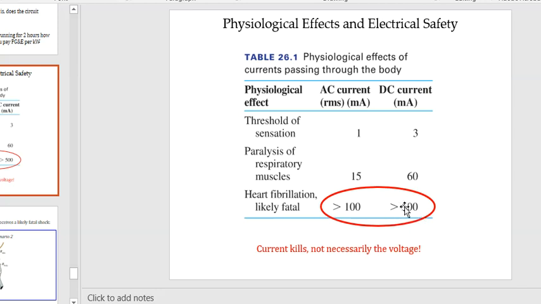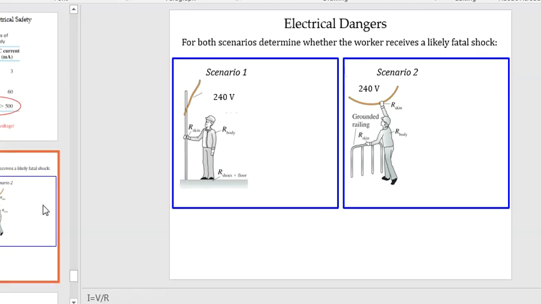So in fact, this reason right here was one of the arguments that Edison had for why we should use DC, because you have to have a much higher threshold of DC current in order for it to be fatal. So if that's the case, let's take a look at these two scenarios.